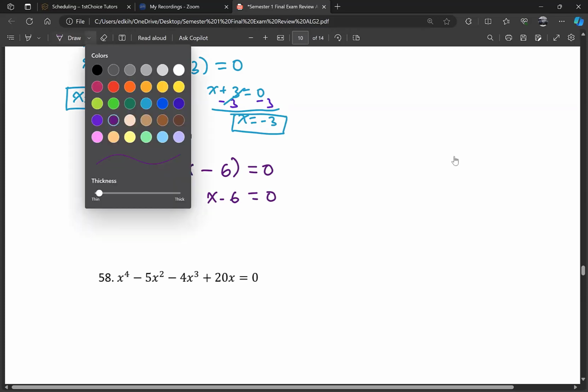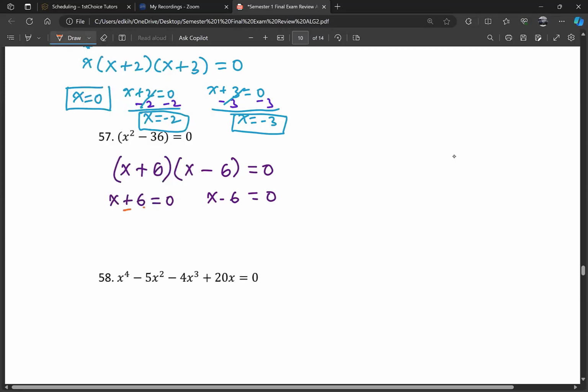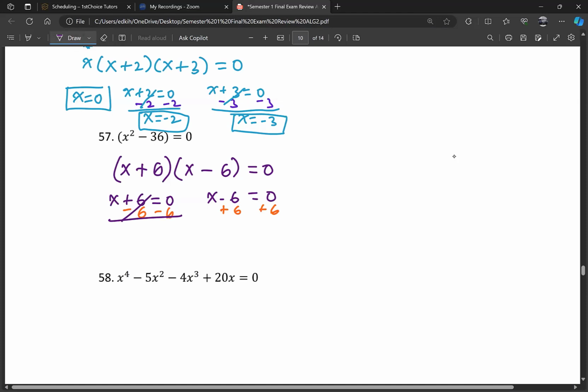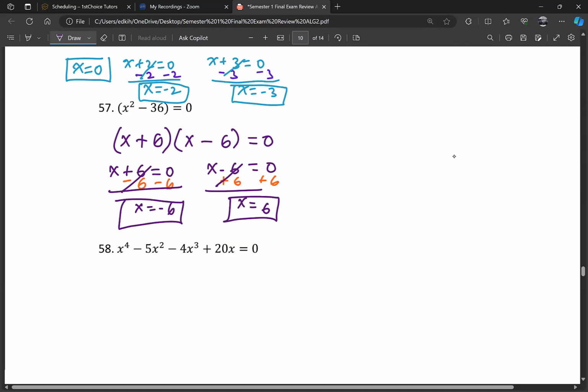Just use algebra because you've done this so many times. I'm kind of breezing through this. Subtract 6 on the first one, add 6 on the second one. So boop, boop. X ends up being -6. Here, x ends up being +6. So your 2 answers are this and that.